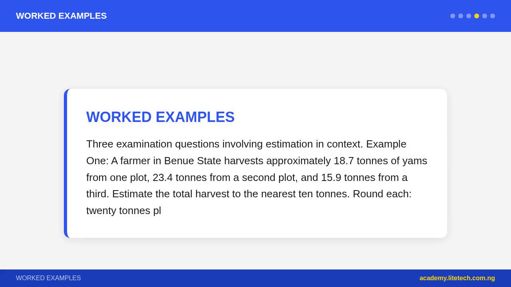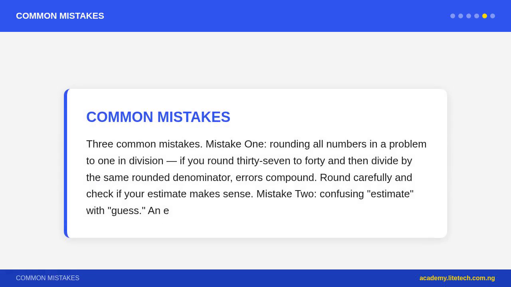Example 2. A roll of fabric is 23.4 meters long. A tailor cuts pieces of 1.8 meters each. Estimate how many complete pieces she can cut. Round, 23 divided by 2 equals 11.5, approximately 11 or 12 pieces. Exact, 23.4 divided by 1.8 equals 13 pieces. The estimate underestimates, in this case, rounding 2 meters instead of 1.8 meters was too aggressive. A better estimate, 23 divided by 1.8 rounds to about 13, closer to the exact answer.